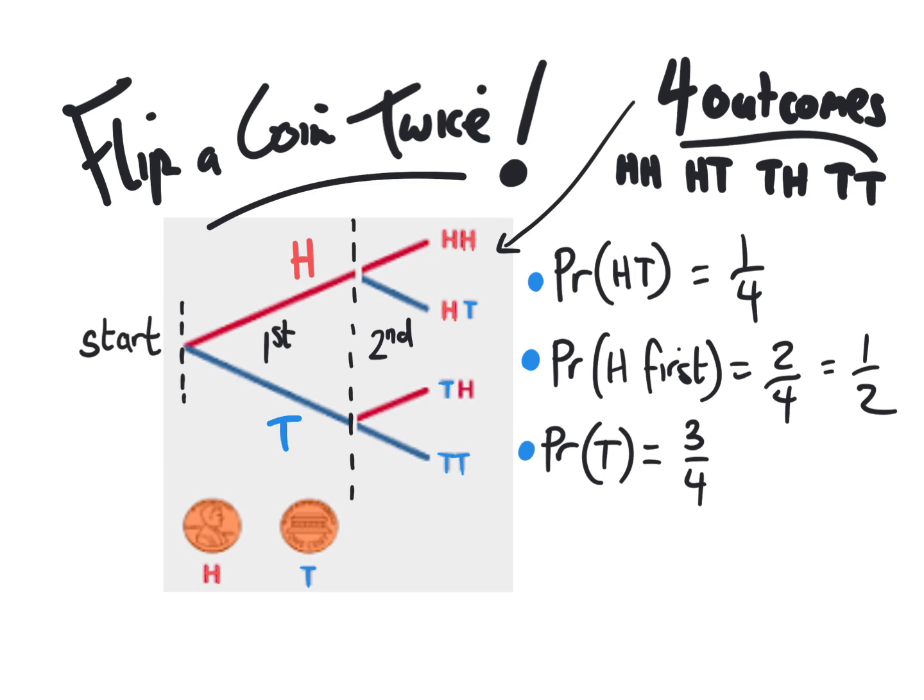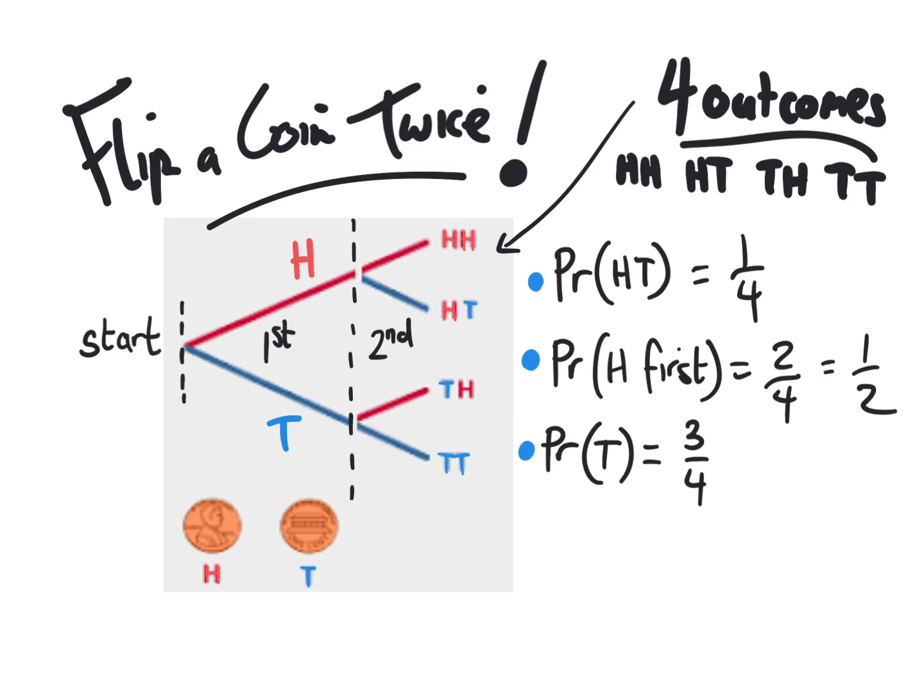What is the probability that I'll flip a head and then a tail? Well, I know that 1 out of my 4 results will be a head and then a tail, so it's 1/4. The probability that I'll flip a head and then a tail is 1/4. What is the probability that I'll flip a head first? Well, I know 2 out of my 4 outcomes have a head being flipped first. So 2 out of 4, or 2/4 of my results, are head being flipped first, or half of my results.